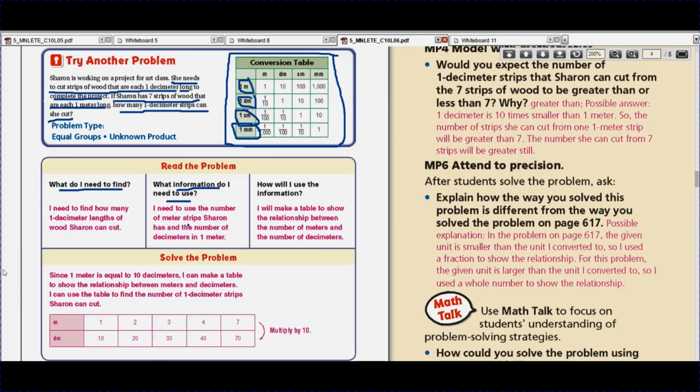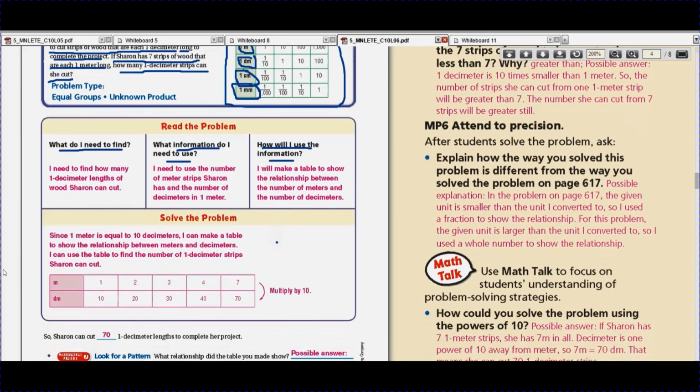We studied before that the number of decimeter in 1 meter equals 10. If you want to convert from meter to decimeter, you have to multiply by 10. And if you want to go in the opposite direction, you have to divide by 10. The third question: how will I use the information we have here? I will make a table to show the relationship between the number of meters and the number of decimeters.